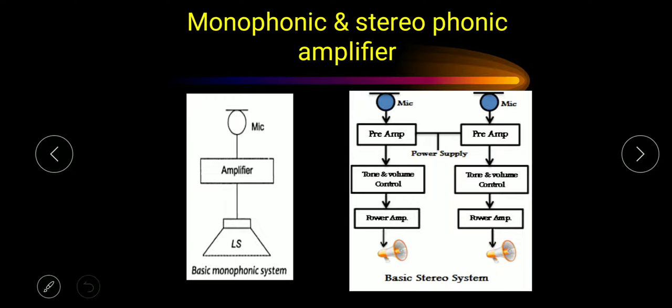The first one is the monophonic amplifier. It means it has mono. Mono means one mic and one loudspeaker. Here we see in the diagram there is only one mic and only one loudspeaker along with one amplifier. That is why the system is known as monophonic.